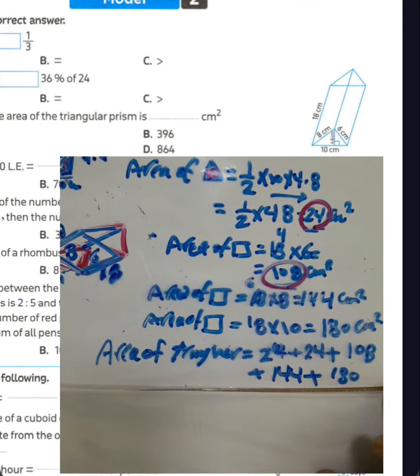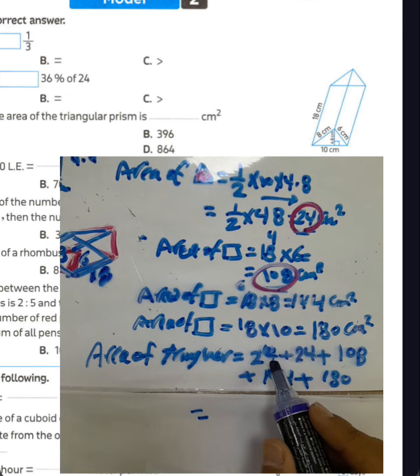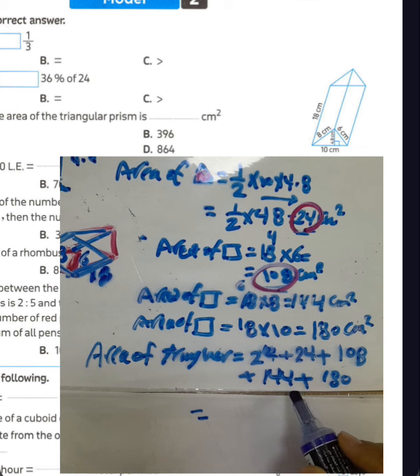We can add them. 8 plus 4 plus 4 plus 4, it will be what? 8 plus 4 is 12, plus 4 is 16, plus 4 is 20.